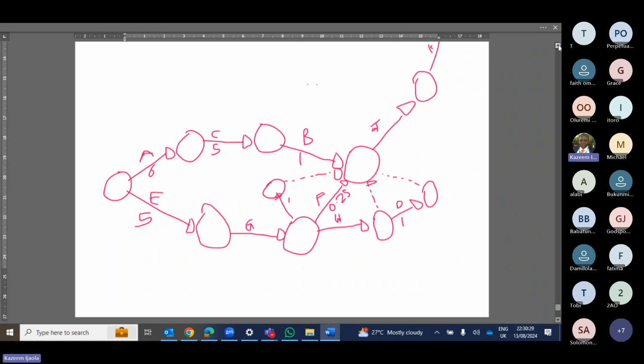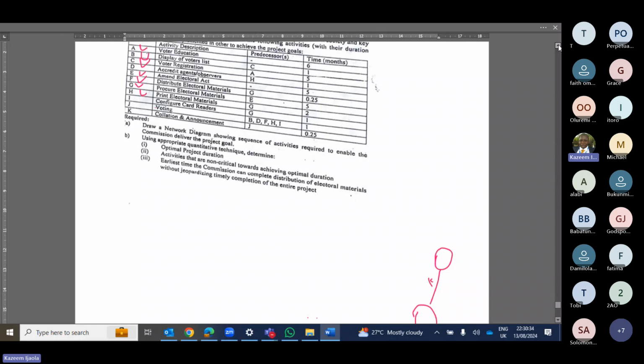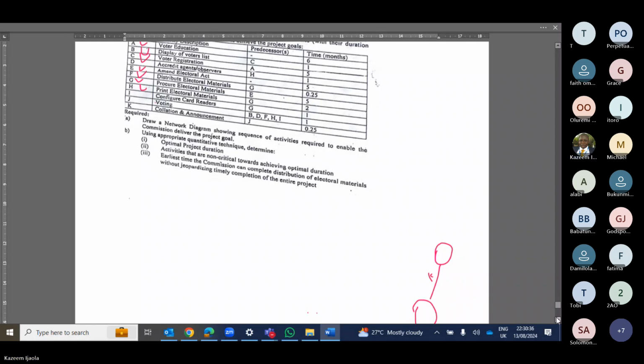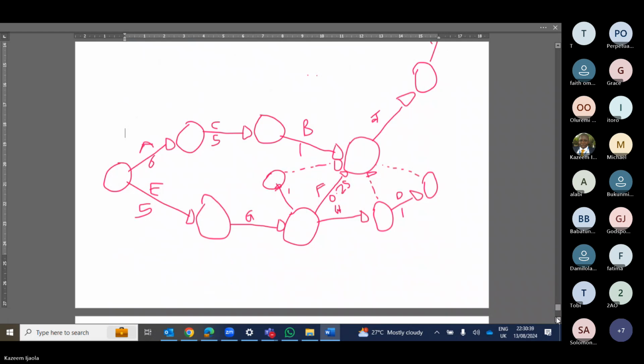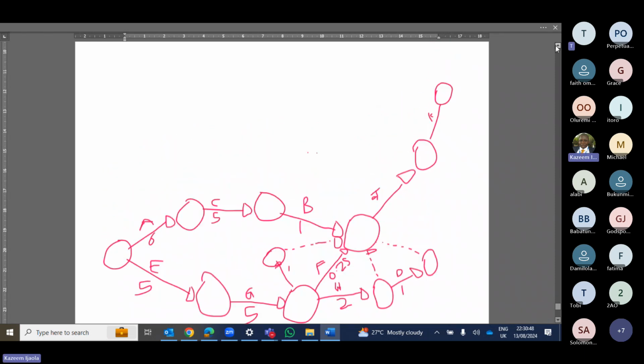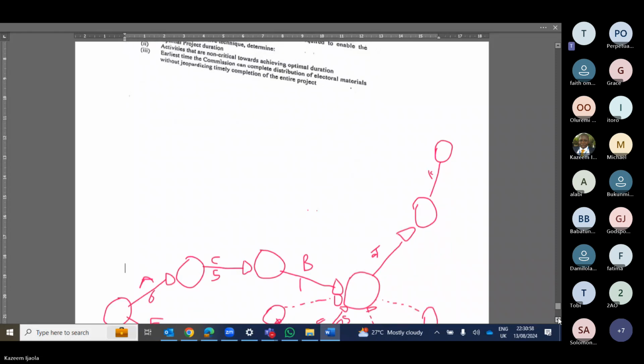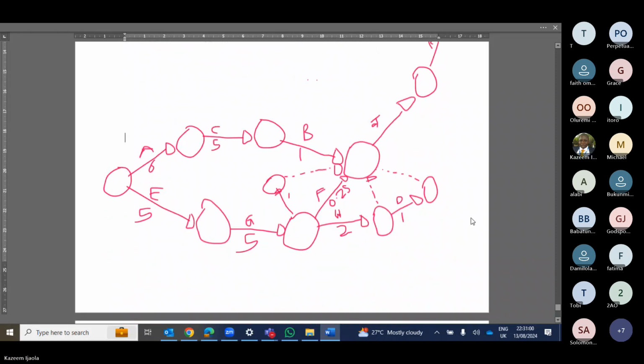Then G is what? G is 5. H is 2. Then I is 1. J is 1. K is 0.25.